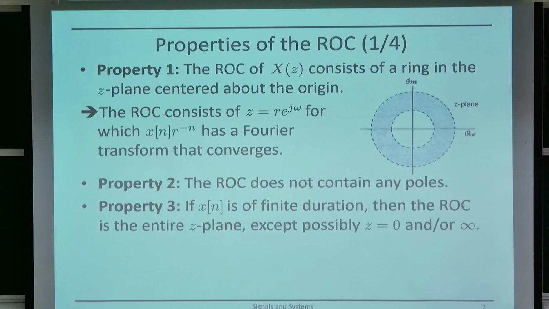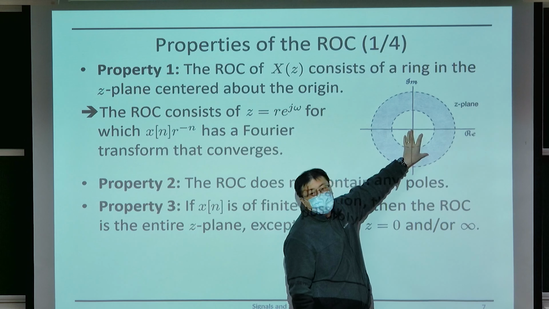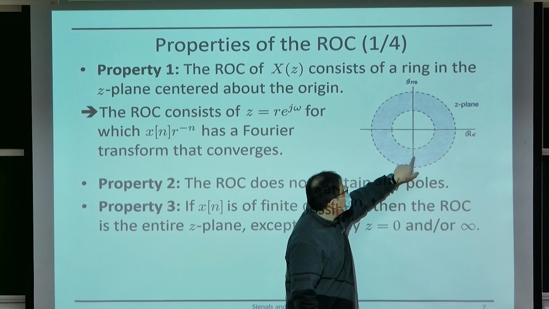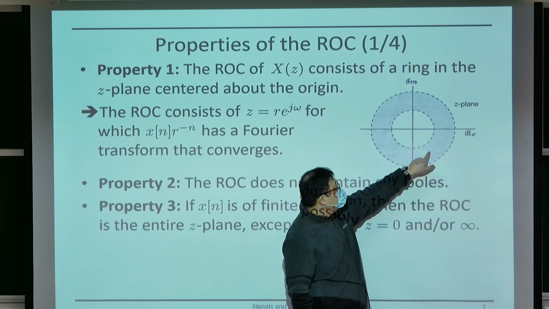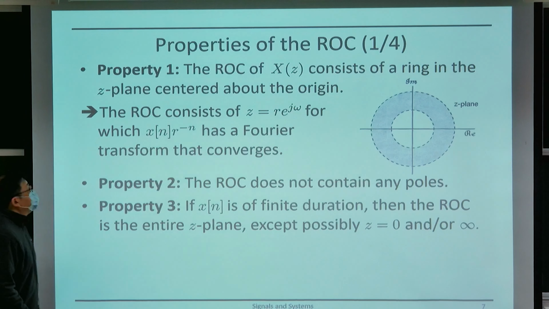Okay. So first of all, property 1 says that the ROC of this z transform consists of a ring in the z plane centered about the origin. Okay, so your region of convergence should consist of these rings centered at the origin. And the reason is that the convergence of this z transform depends only on the magnitude of z and not on the phase. Okay, so if you have a point that converges, then all points with the same magnitude will converge. Okay, so if you converge at any point, you must converge at the circle containing that point. Right. So this is explained here.